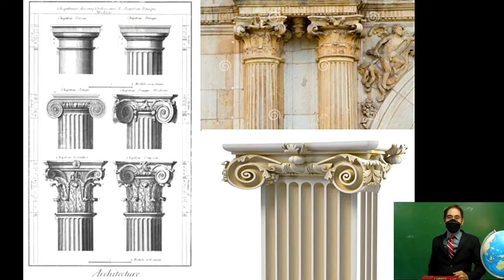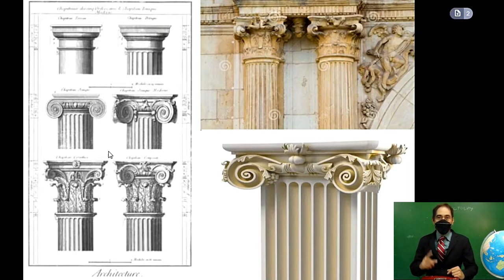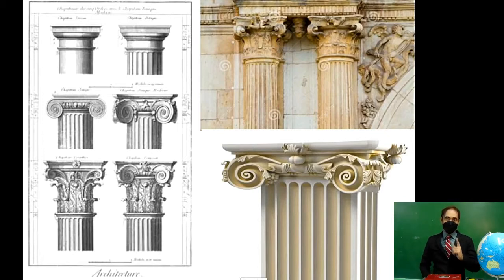So here we go with the capitals of the columns. These are all classical. Tuscan here first, Doric, Ionic, and then Composite at the bottom. Composite is the mix of Ionic and Corinthian.